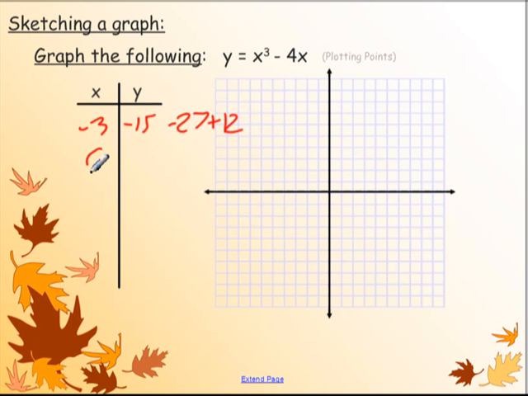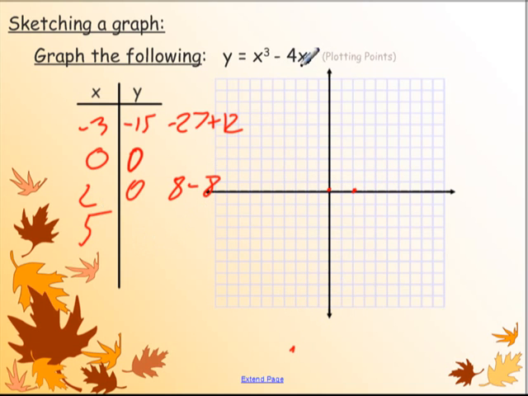And maybe I'd pick a couple others. I'd pick x equals 0. Well, that's 0 minus 0 is 0. If you have trouble with this, you should be trying it because you will need to be able to do it. Maybe I'd try x equals 2, so 2 cubed is 8, minus 4 times 2, which is 8, so that's 0. And I might plot a couple of points, and -3, -15 is way down there somewhere. Maybe I'd pick one more.